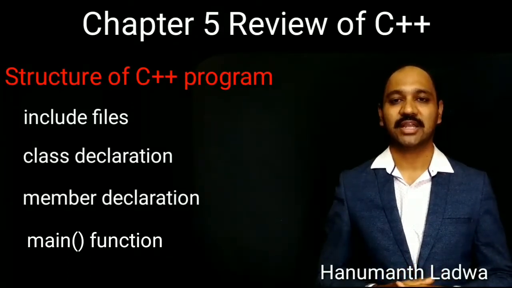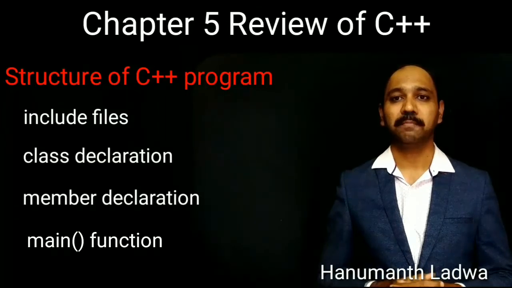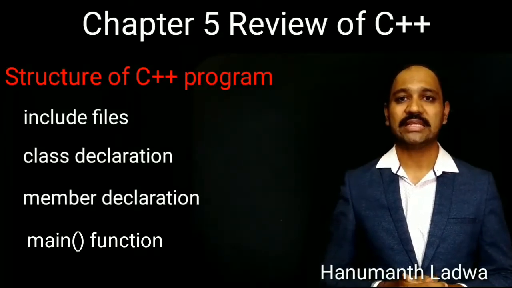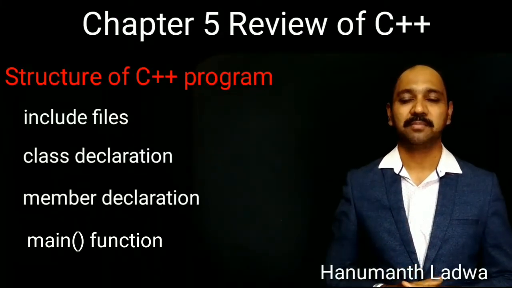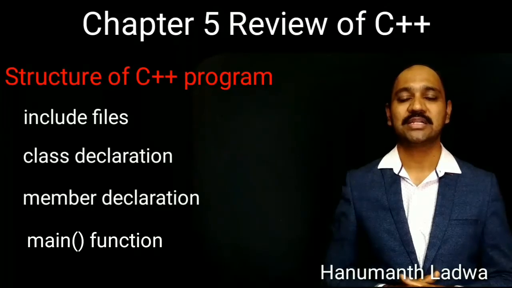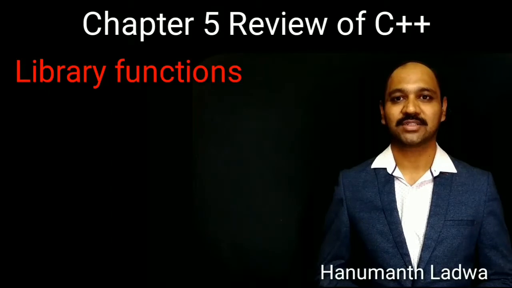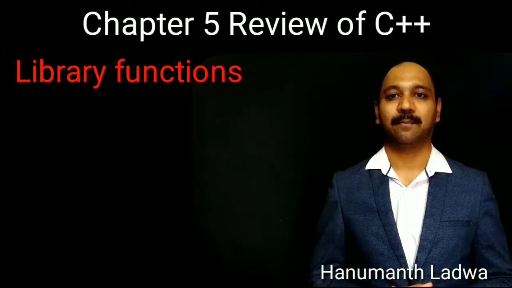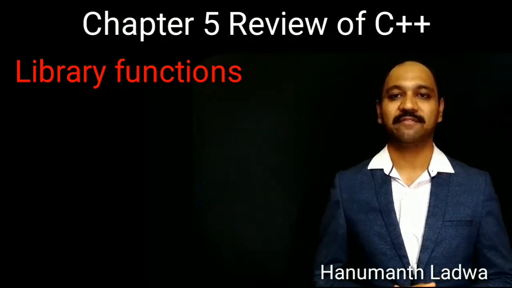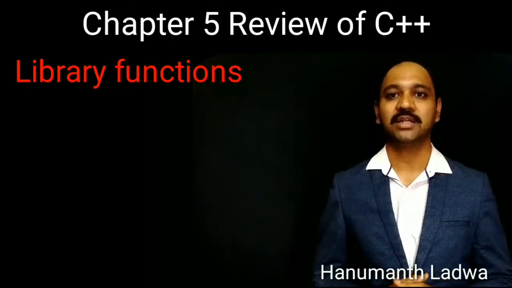Next, member function declarations. Member functions are essentially required in order to operate on the data. Main function. Without the main function you will not be able to execute any C++ program. At least one and at most one main function is essentially required in a C++ program to execute. Next we'll move on to library functions. Library functions are the built-in functions which are already present in a compiler, so they can be utilized whenever and wherever required. You can call them by name by creating an object of that particular class.